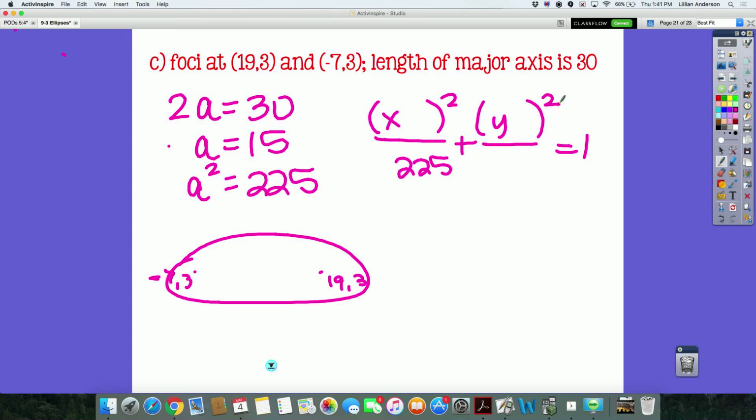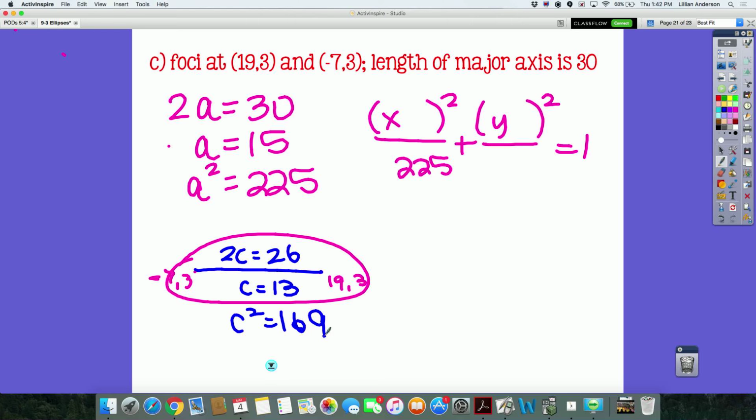Now remember, the length between the foci is equal to 2c. So the distance between these two focal points is going to be 26. So from positive 19 all the way down to -7 is 26. So we'll divide by 2. C will be 13. So then c squared will be 169.